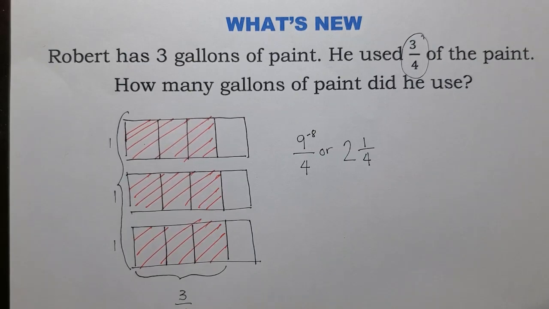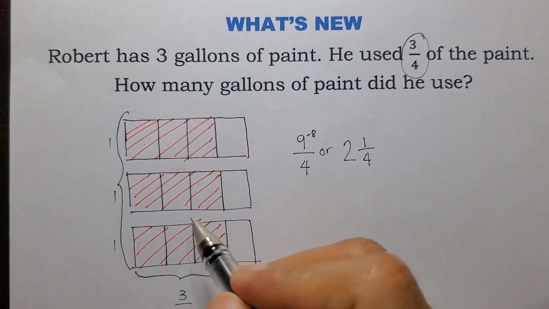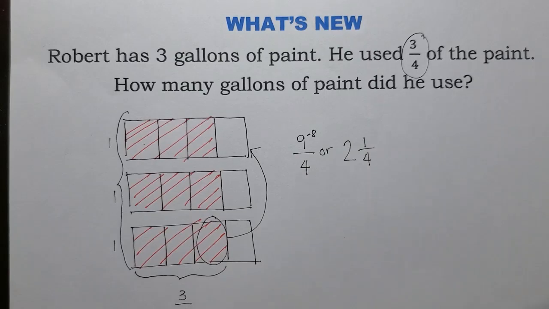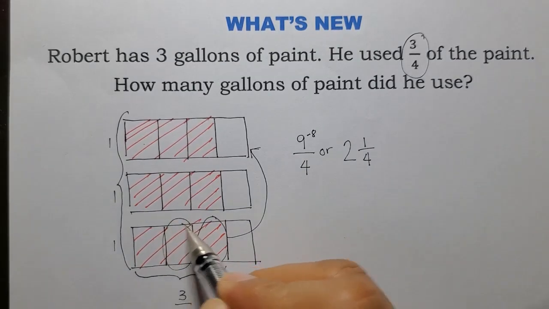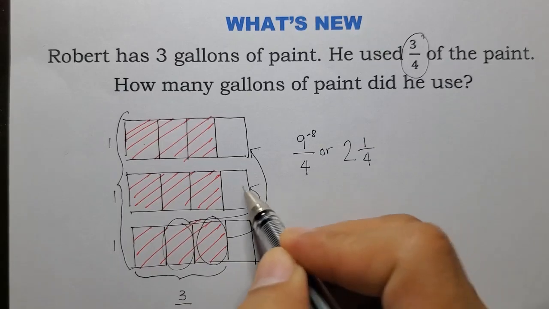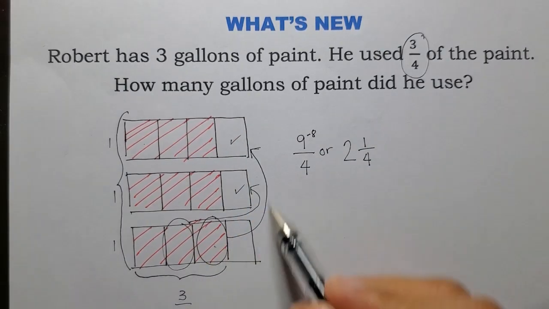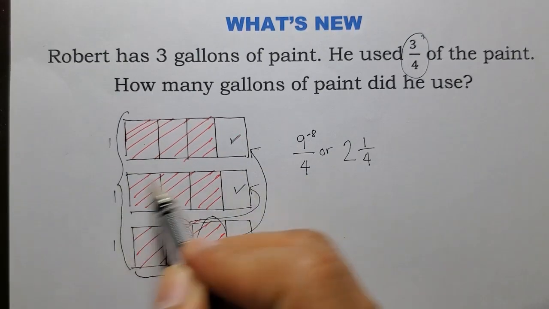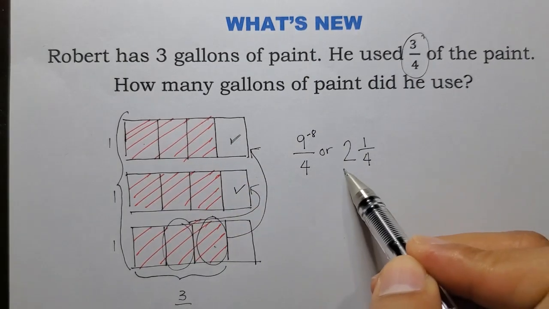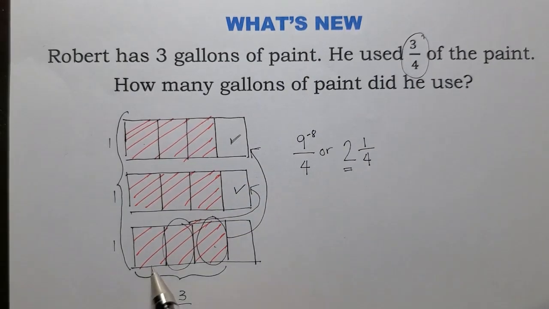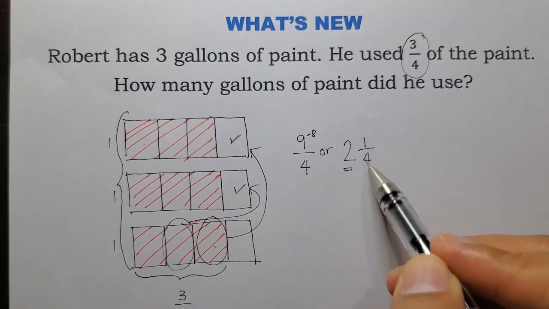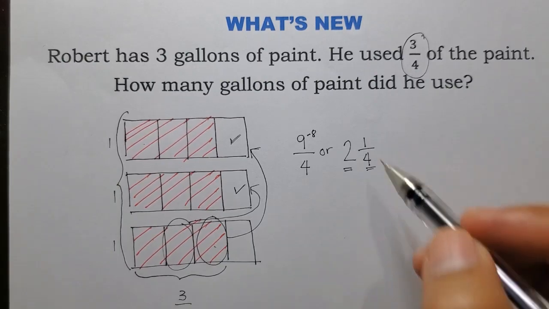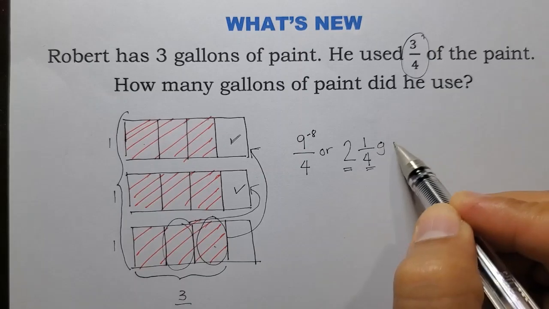Let us check if our answer is correct. If you transfer this part here, that will make 1 whole. You also transfer this part here, that will make another whole. Again, this part here will make 1 whole, and this part here will also make 1 whole. So we have 2 wholes. The remaining here is 1 out of the 4 equal parts, which is 1/4. Therefore, the correct answer for this problem is he used 2 and 1/4 gallons.